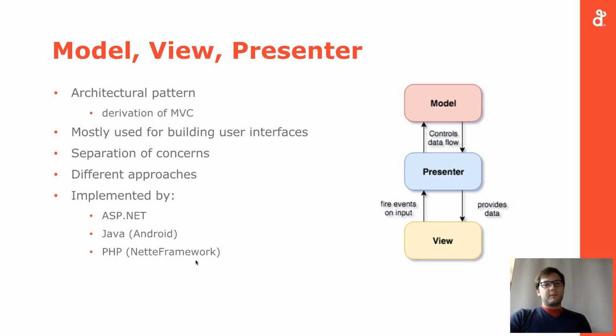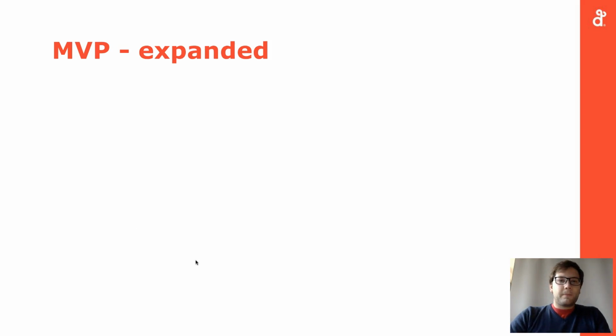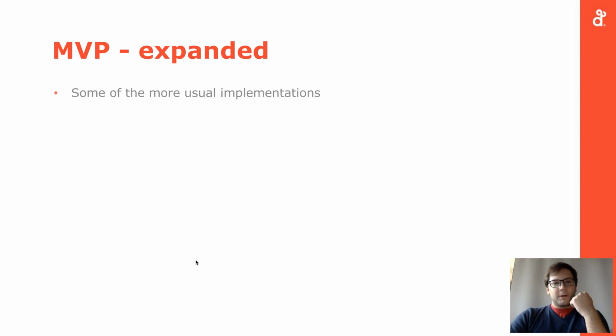And this is some basic flow. The only difference from MVC is that view and model don't have any interaction. Everything goes through presenter. That's the key difference from MVC. But this is pretty basic model, and nobody does it just like that because it gets really complicated when you try to do it this way. So we have expanded model, and these are some of the more usual implementations. This is how everybody does it.